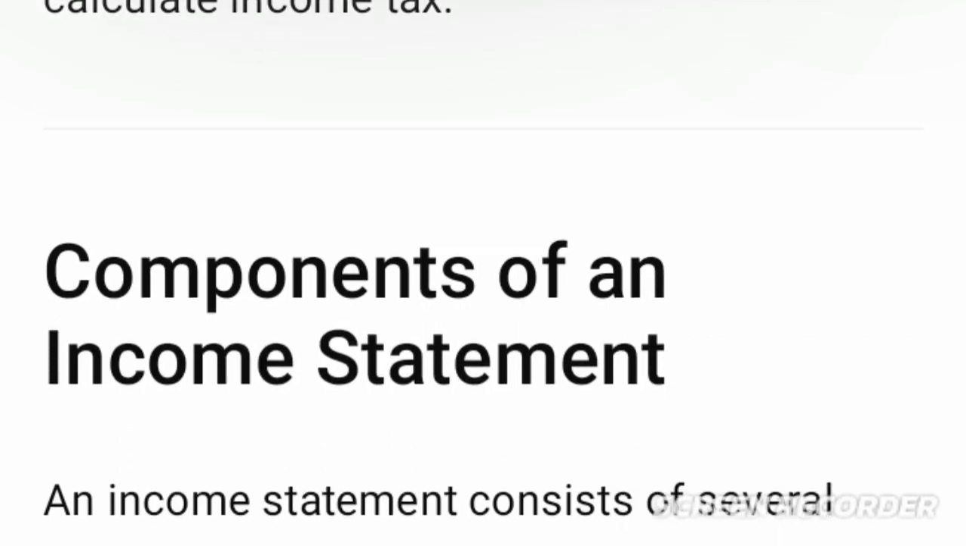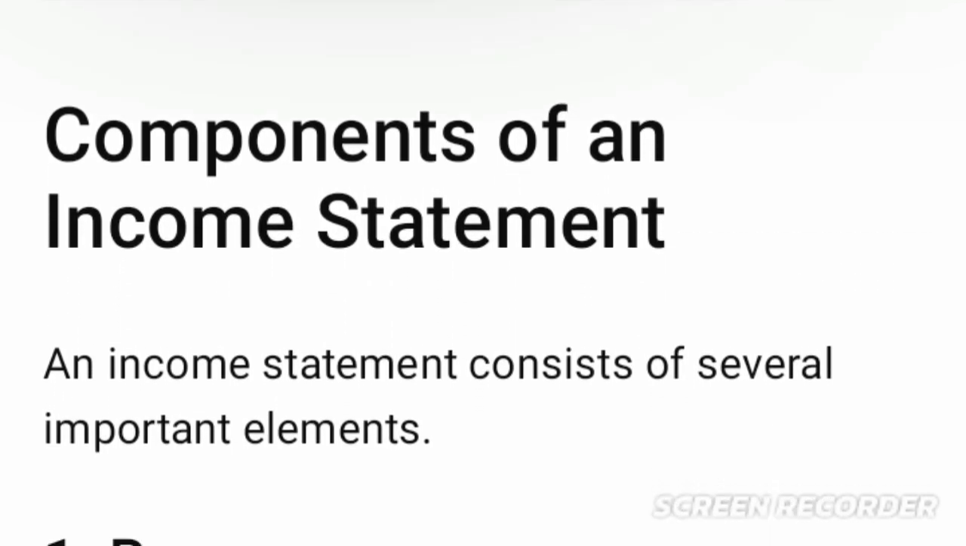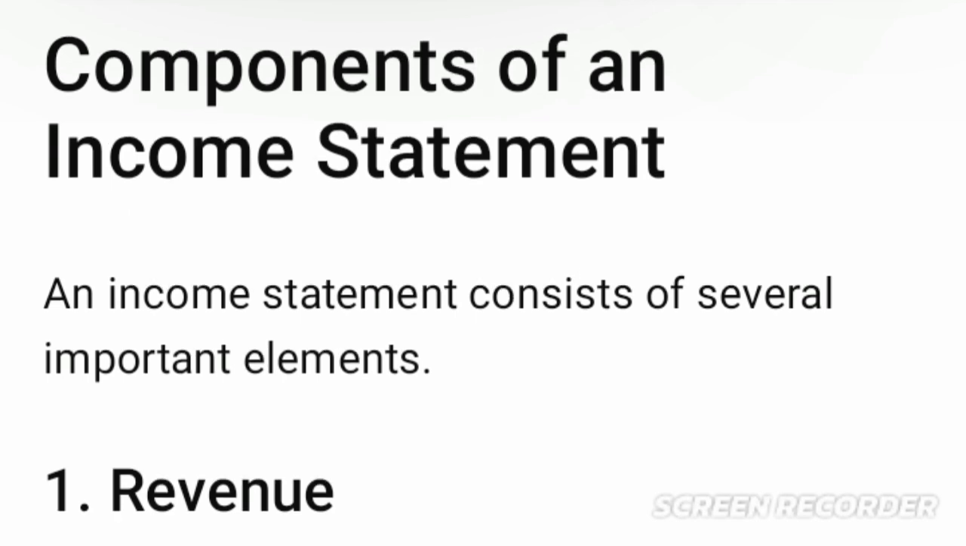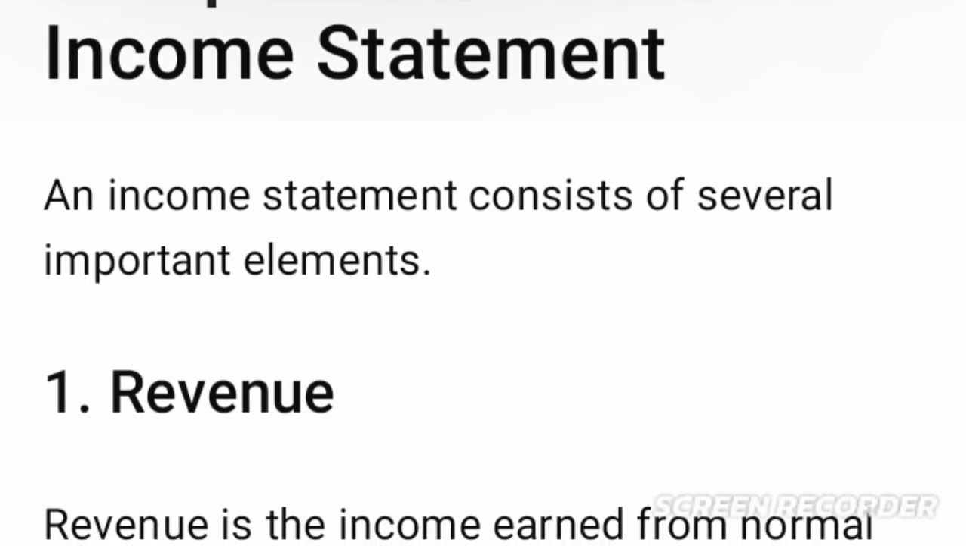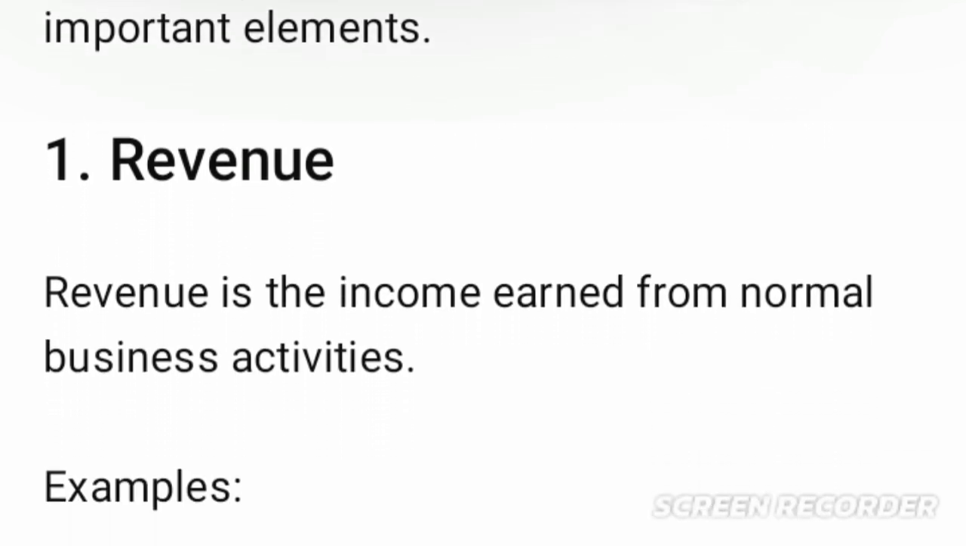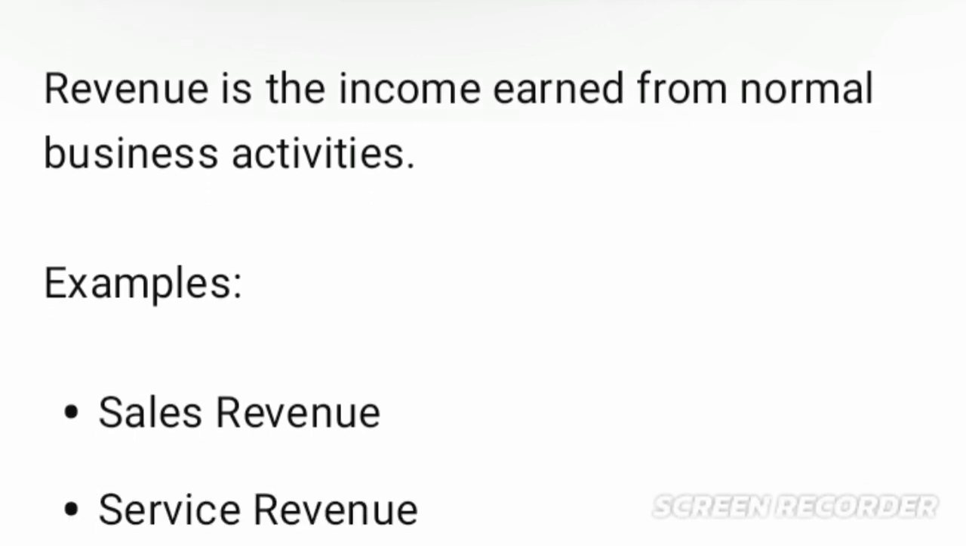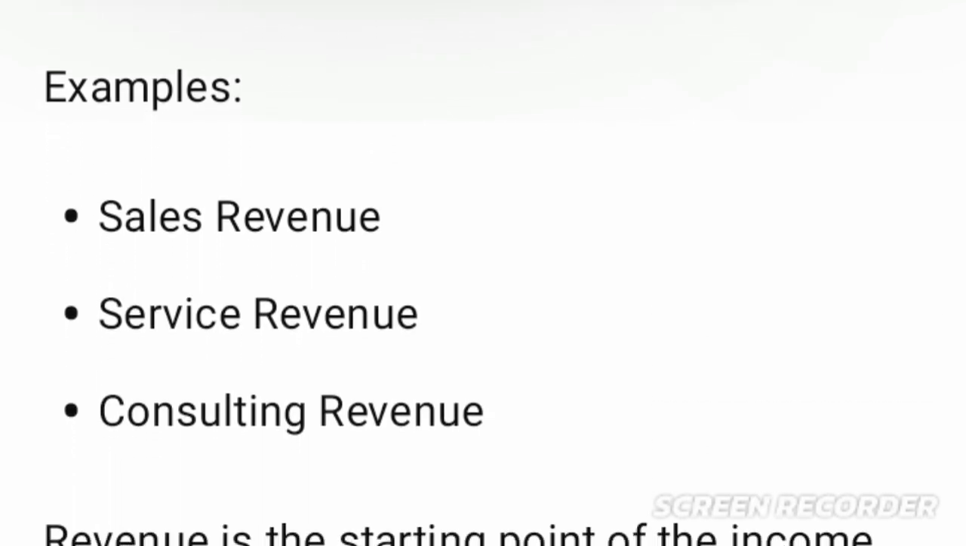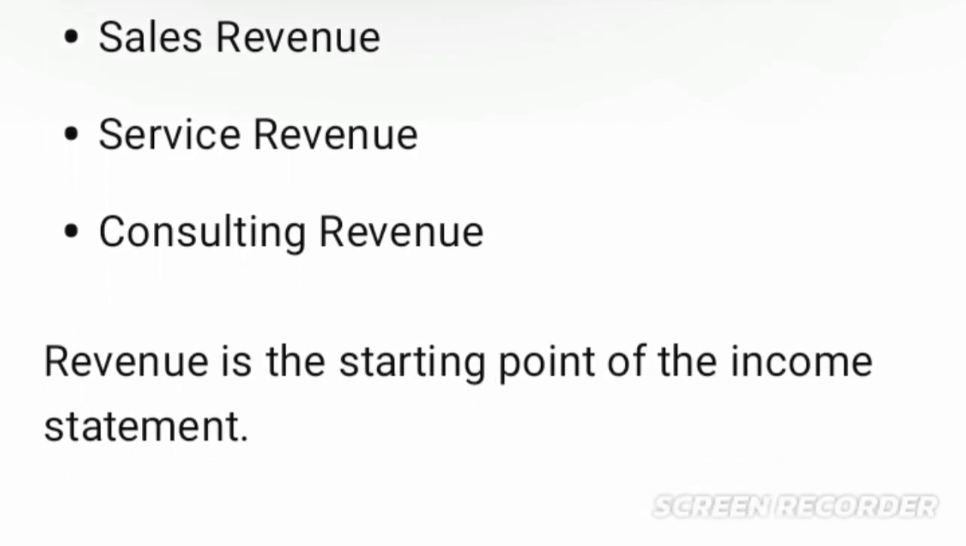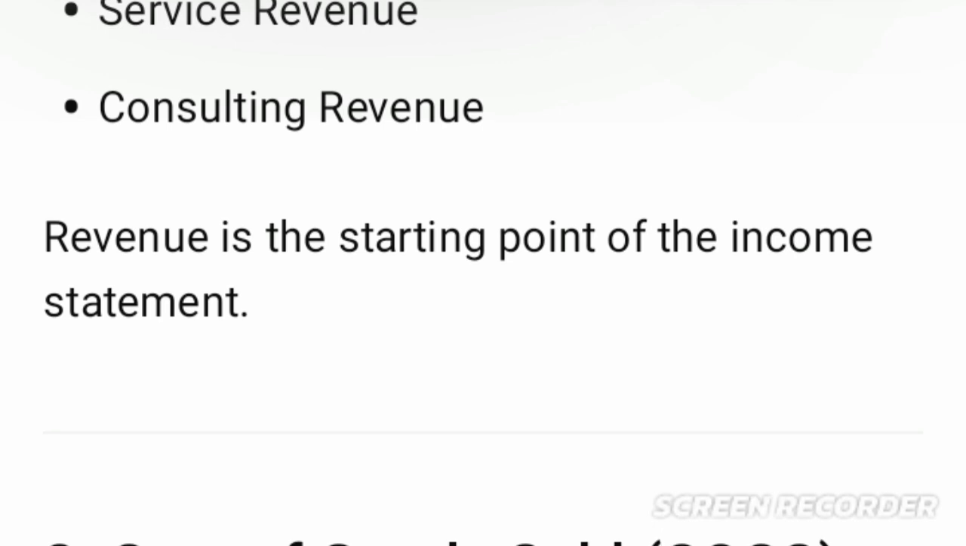Components of an income statement. An income statement consists of several important elements. One, revenue. Revenue is the income earned from normal business activities. Examples: sales revenue, service revenue, consulting revenue. Revenue is the starting point of the income statement.